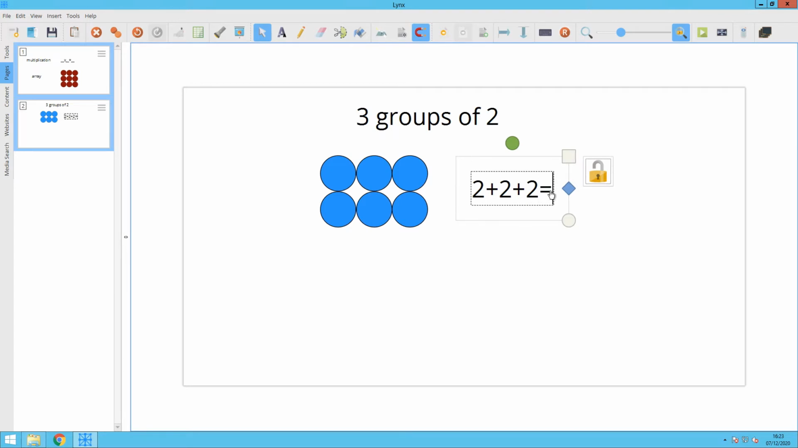Add my equals in. So now to find the answer, I'm going to count in 2. So I've got 2, 4, 6. So the answer to 2 add 2 add 2 is 6.